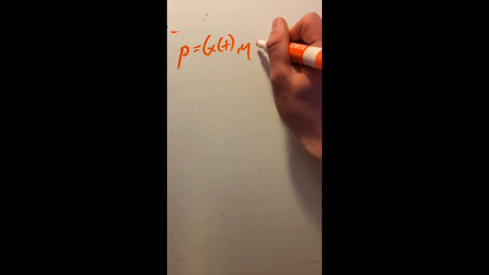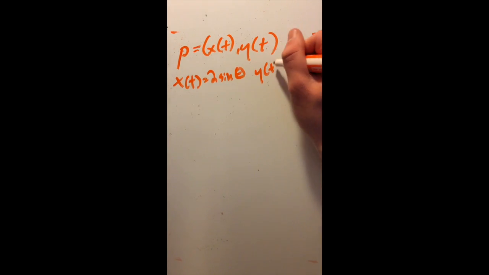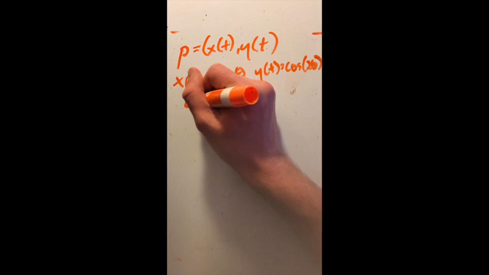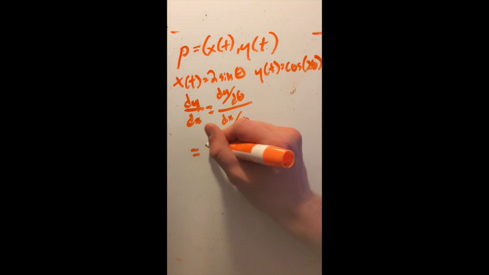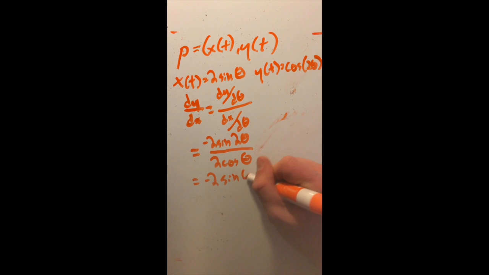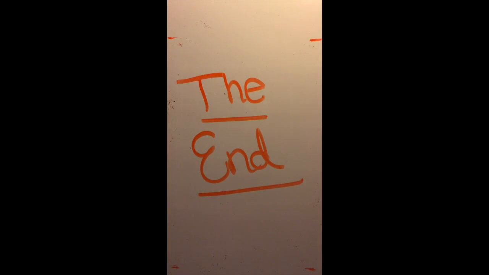Say we have p equals x of t comma y of t, and x of t equals 2 sine of theta, and y of t equals cos 2 theta. So we're going to take the derivative of y over x, so dy over dx equals dy over d theta over dx over d theta, which equals negative 2 sine of 2 theta over 2 cos of theta. So we simplify that and we end up with negative 2 sine of theta. The end!